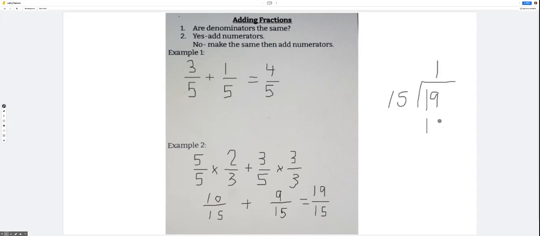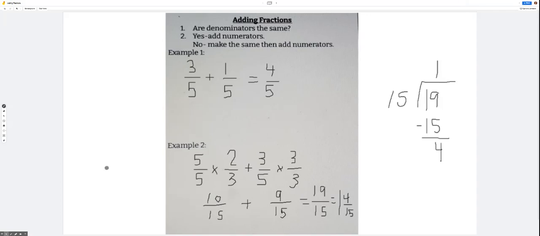And then we do 19 minus 15, which is 4. And that means that we should write this answer simplified as 1 and 4/15. So anytime that we're given an improper fraction, we're going to take that improper fraction and turn it into a mixed number just so our fractions are proper.